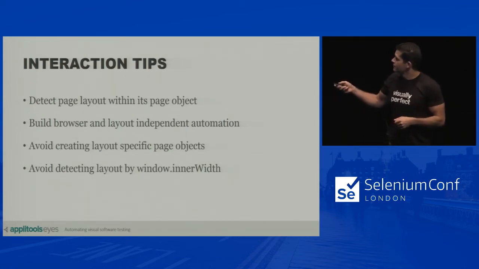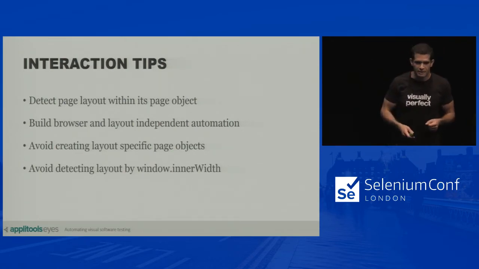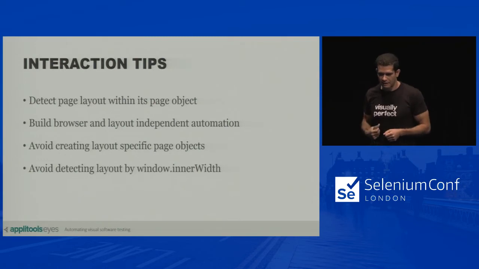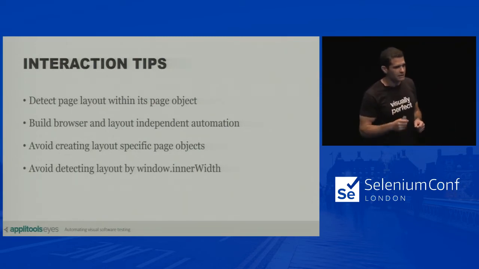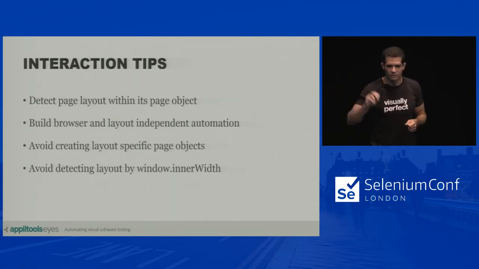Last important thing to take into account when you design those pages is not to rely on the window inner width property. So just like you saw in the test that we just wrote, we basically figure out how to click the navigation button by looking at the presence of another element, the hamburger button.